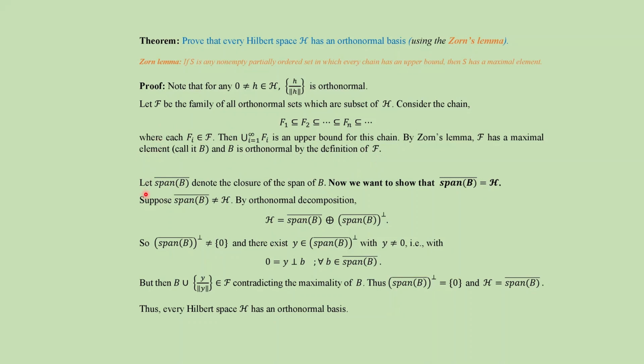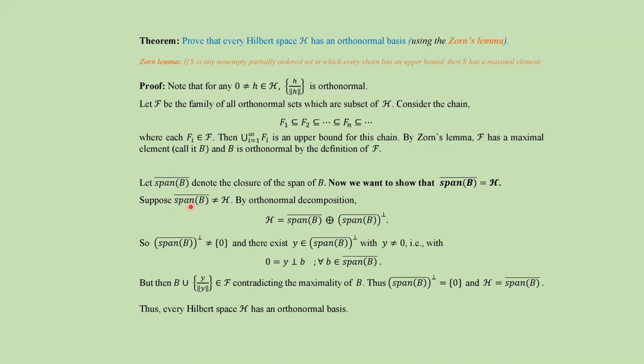Now, let the closure of the span of B be denoted as such. We want to show that this equals H, and we will prove it by contradiction. So suppose the closure of the span of B is not equal to H. Then by orthogonal decomposition, the Hilbert space H can be written as the direct sum of this closed subspace and its orthogonal complement.